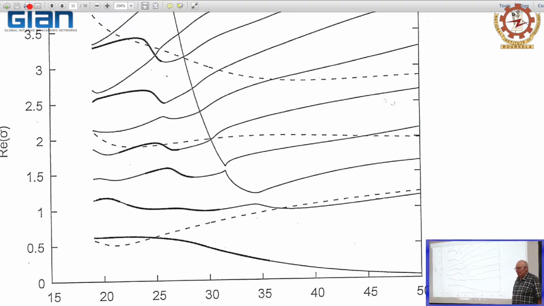And moreover, what you see once you compare the results of the full model, the full lines, are the results of the full non-adiabatic analysis. What is the relation between the adiabatic result and the full result?